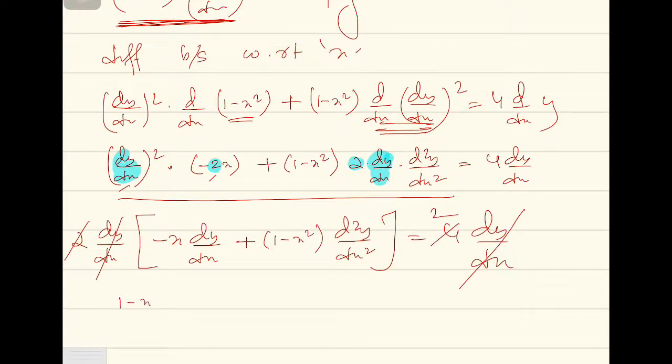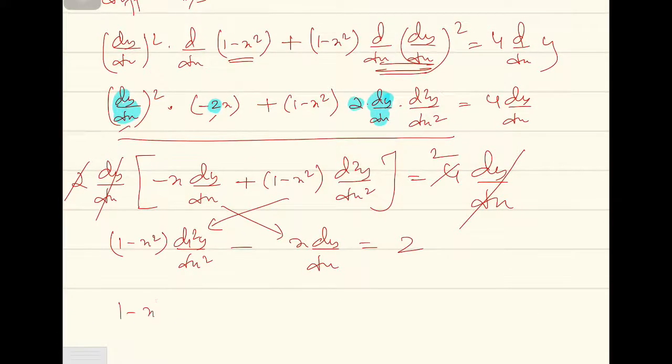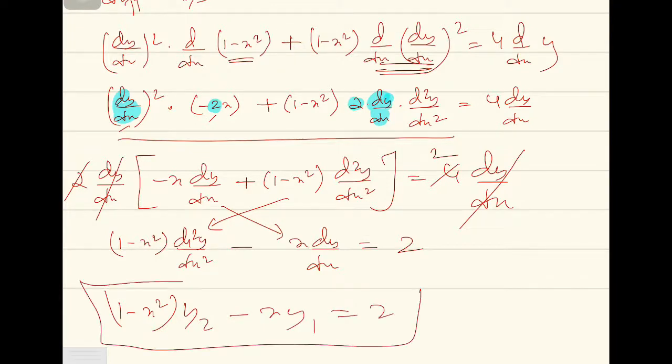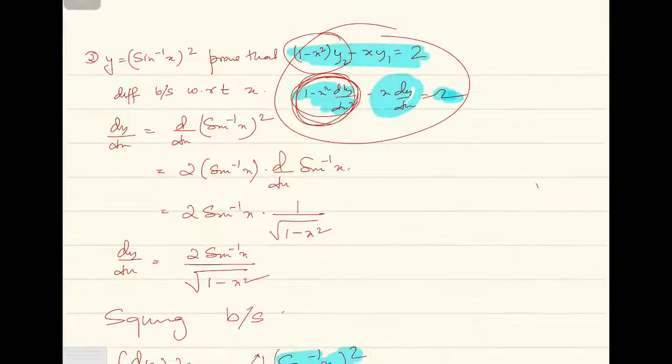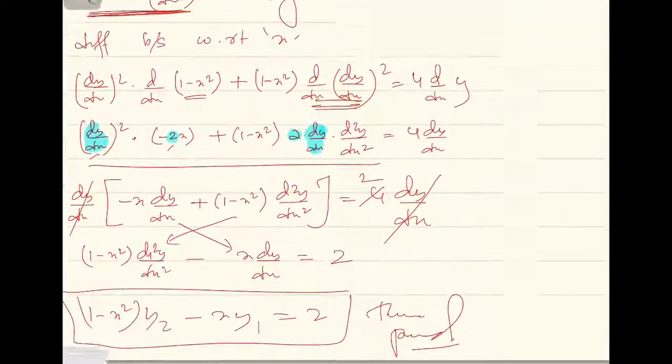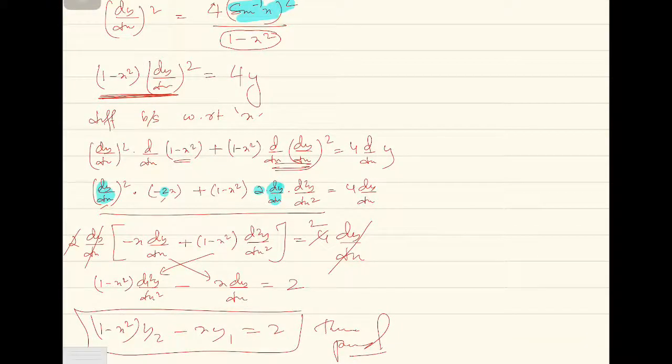So finally the answer: (1 minus x square) d2y by dx square, I have written this first, and this here minus x dy by dx equals 2, and ultimately replacing it, (1 minus x square) y2 minus x y1 equals 2. So that would be another way to get the answer, hence proved. I suppose we got the same answer that we got earlier, isn't it? So the same answer was obtained here, only the technique was a little different. Whatever you prefer, maybe you prefer the first one or the second one, both are equally correct.